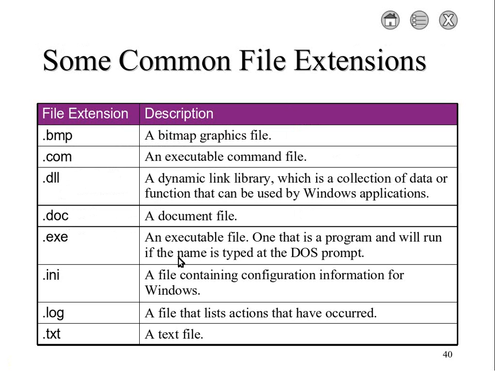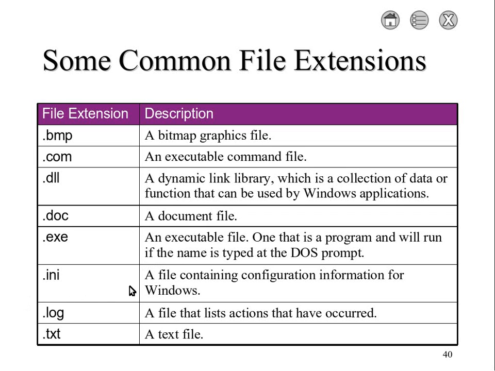There are many extensions for different types of files. Here's just a list of some common ones. For example, here's one for graphics, bitmap, or COM, which is a command file, or a small program. A DLL is a part of a program, a linked part that's linked together with other parts to make a bigger program. A document file is a word processor file. An EXE file is an executable program file. So you could just type its name and it would run under the DOS prompt.